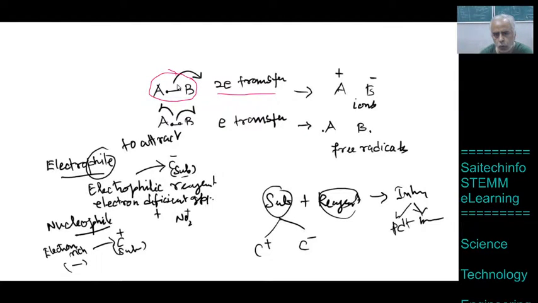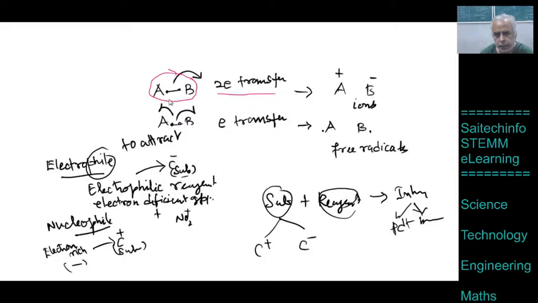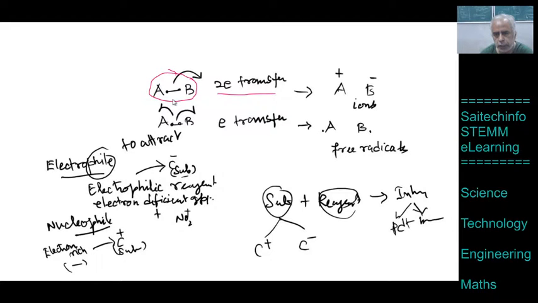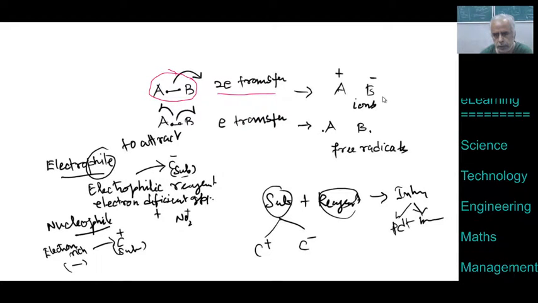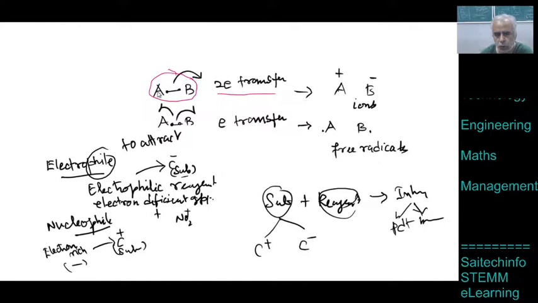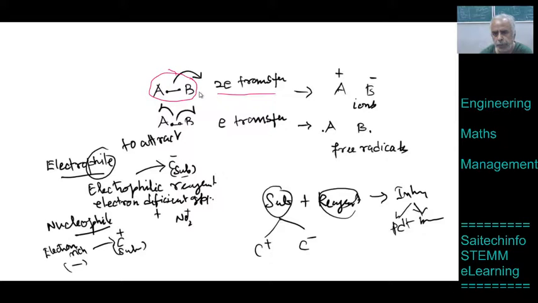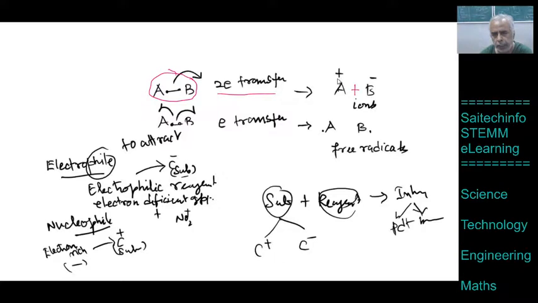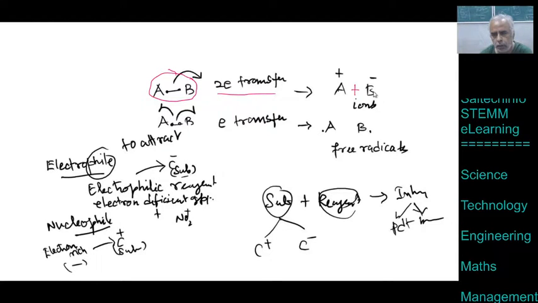Hetero means different, so uneven cleavage takes place to give different entities like A plus and B minus, because A has lost 1 electron, B has gained 1 electron, so that you are able to get A plus and B minus, A cation, B anion.